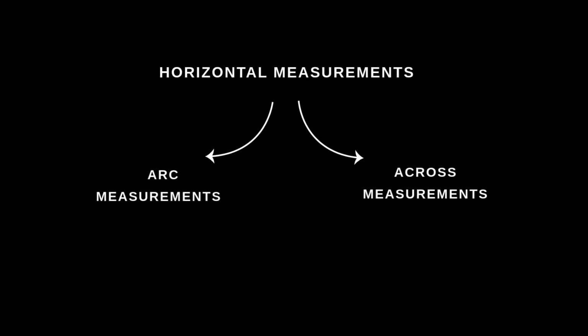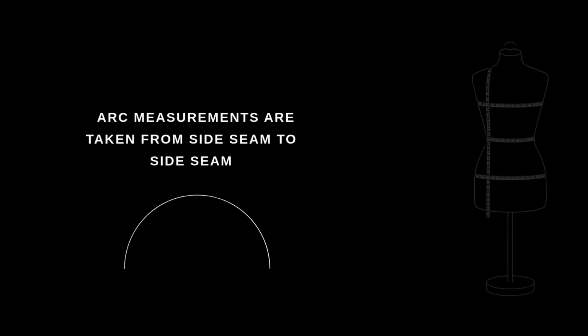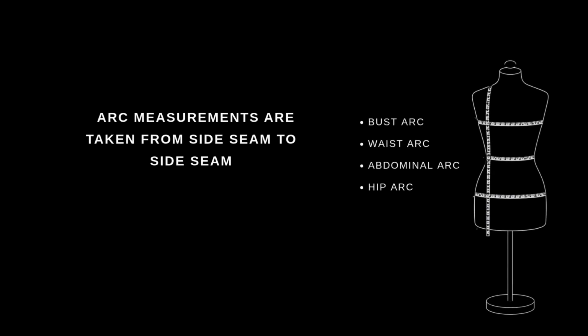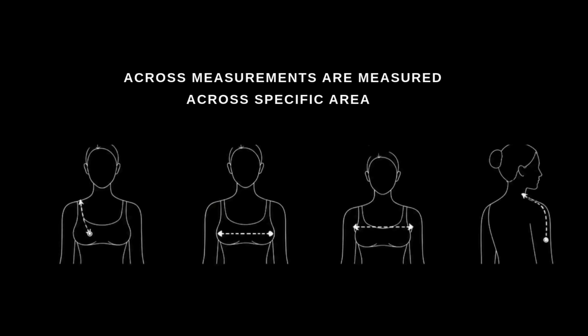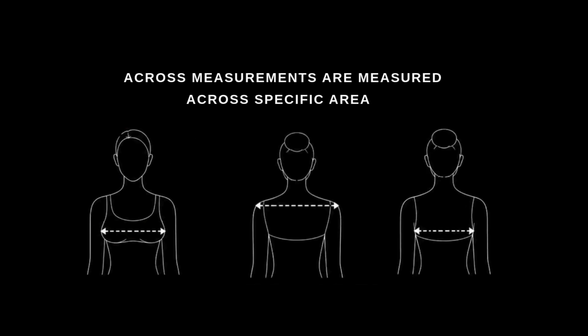Along with these, we have arc and across measurements. These are measurements that fall under the category of horizontal measurements. Arc measurements are generally taken from side seam to side seam, which forms a complete arc. The different types of arc measurement are waist arc, bust arc, abdomen arc, or hip arc, etc. Across measurements are generally measured across a specific body area, such as across chest, across shoulder, across back, etc.